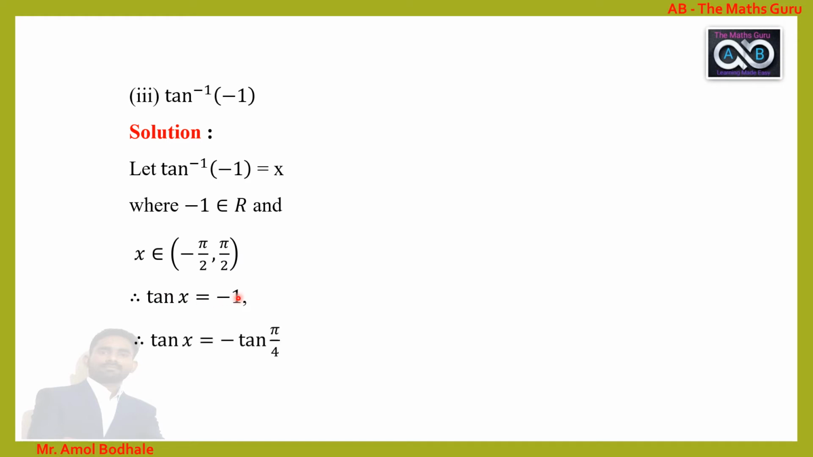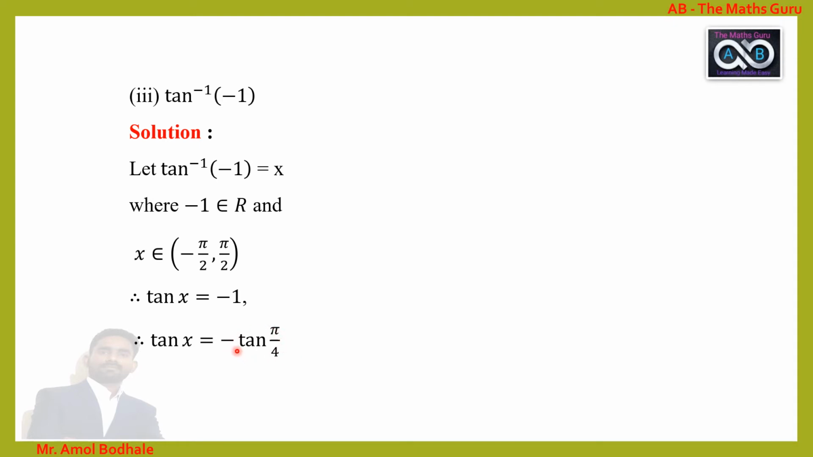Now as tan inverse of minus 1 equals x, therefore tan of x equals minus 1. So here, as we know, tan of pi by 4 is 1. So this 1 can be replaced by tan of pi by 4. But we cannot compare this as one side is positive and the other is negative. So we must convert this negative trigonometric function to a positive function.